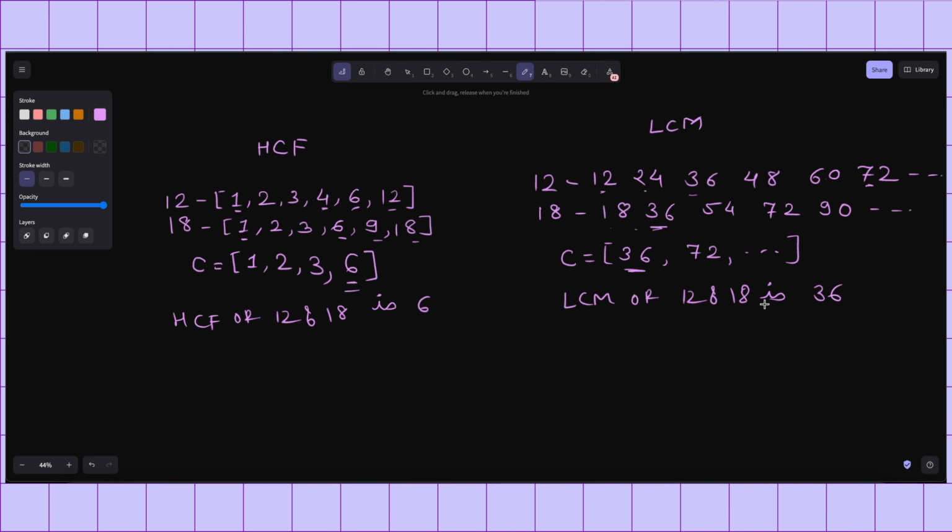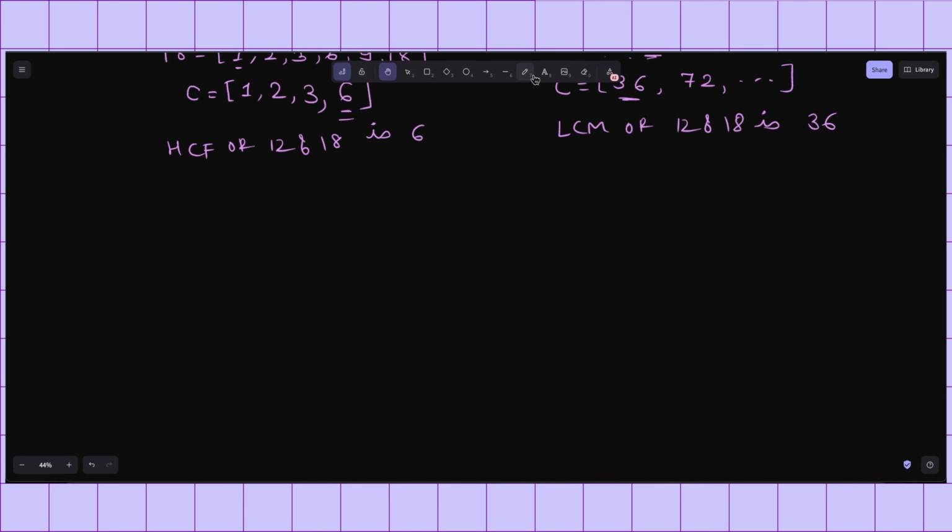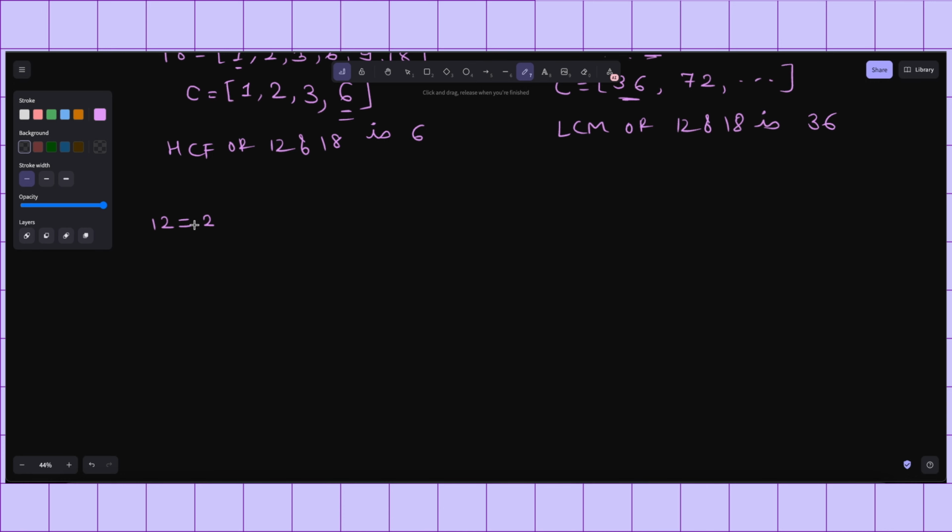I hope the concept is clear, guys. Now let's take this concept even further. Let's discuss how we can directly calculate HCF, in layman terms. Now let's talk about 12 here. We have the number 12, and what we can do is start from 2. These are the basic factors of 12.